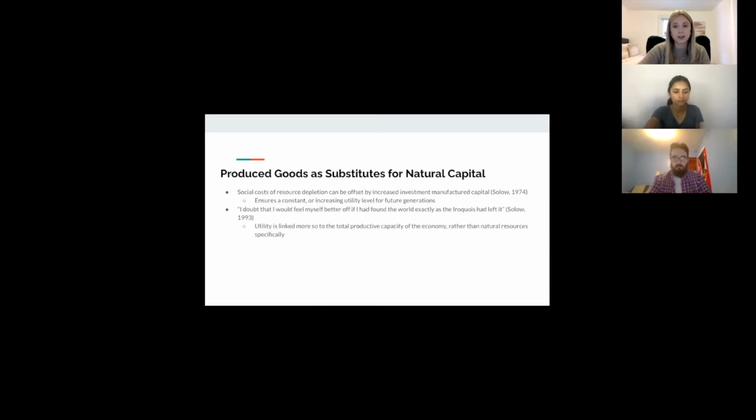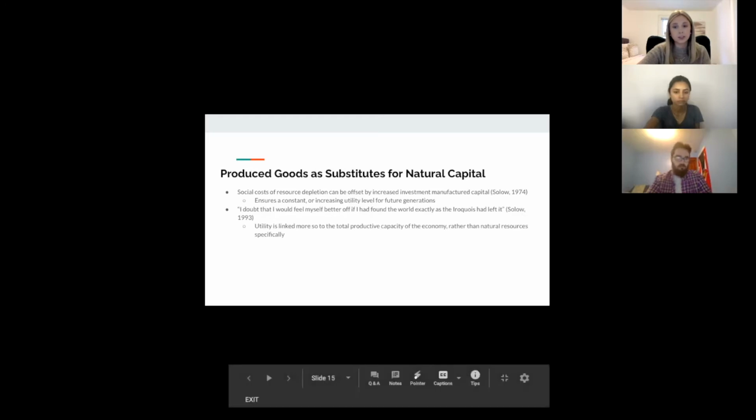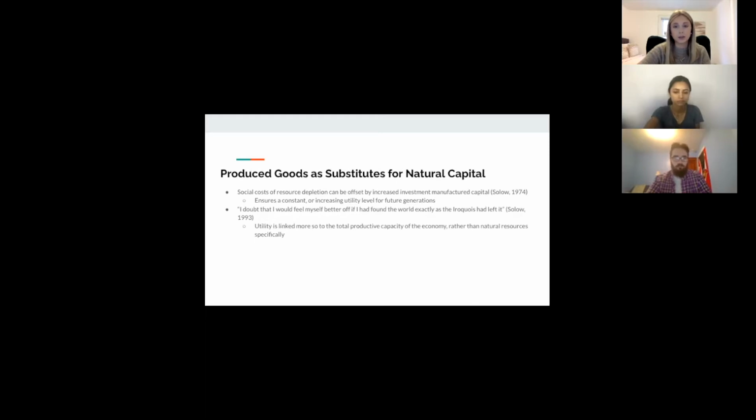Next, Howarth once again looks to Solow's work to highlight the idea that produced goods can be adequate substitutes for natural capital when attempting to maintain per capita utility over many generations. He argues that the social costs of resource depletion can be completely offset by increased investment in manufactured capital or in the development of new technologies. So an example of this would be the development of wind turbines or solar panels as energy sources to offset the depletion of naturally occurring products such as the oil and gas reserves.